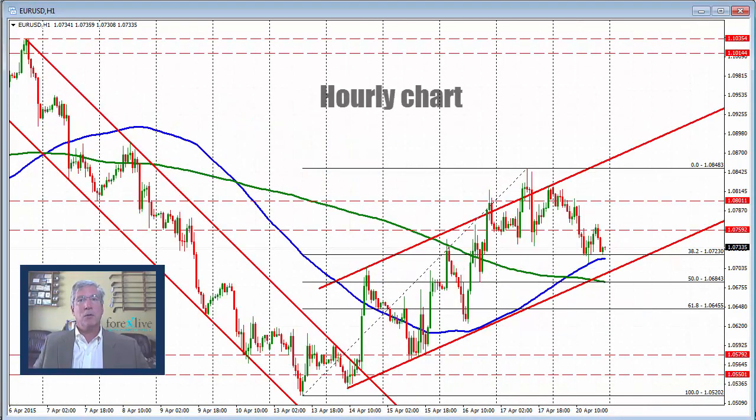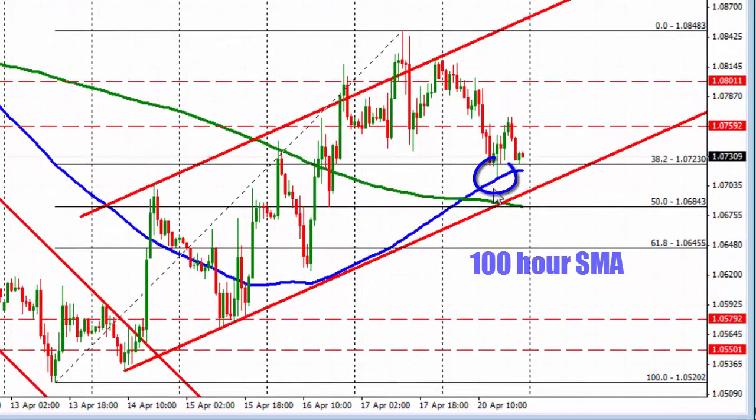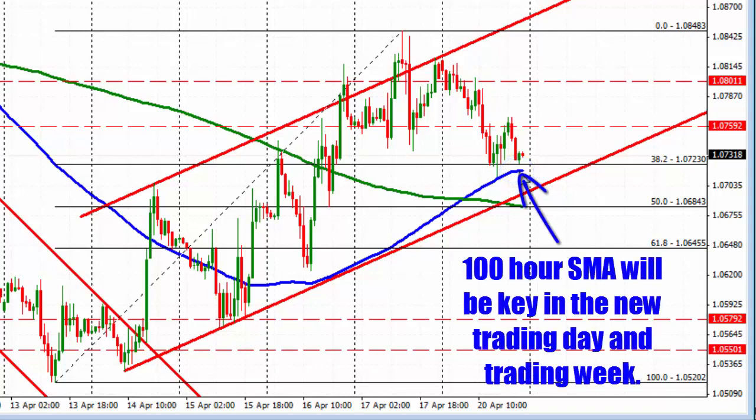Now let's move to the hourly chart and see what that's telling us. On the move to the downside in trading here in the European session, we did find support against this blue line. This blue line represents the 100-hour moving average, and we found buyers against that level. As mentioned, the 50% retracement of the day's trading range was this high right here, and we've since moved back down and are looking to test that blue level again. That's going to be key going forward, folks. That's the 100-hour moving average.